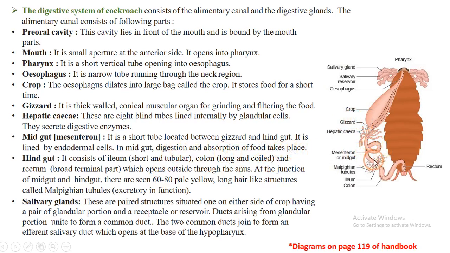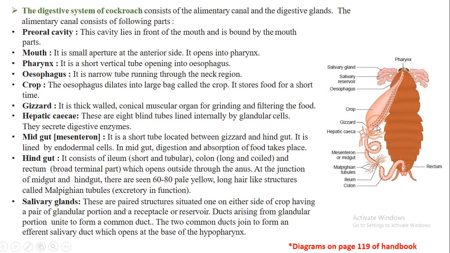Now the midgut will give rise to the hindgut, and hindgut consists of the ileum, which is a short and tubular structure over here. This part gives rise to the colon. Colon is a long and coiled structure, and then the last part is the rectum. So rectum is a broad terminal part of the hindgut, and this opens up into the anus.